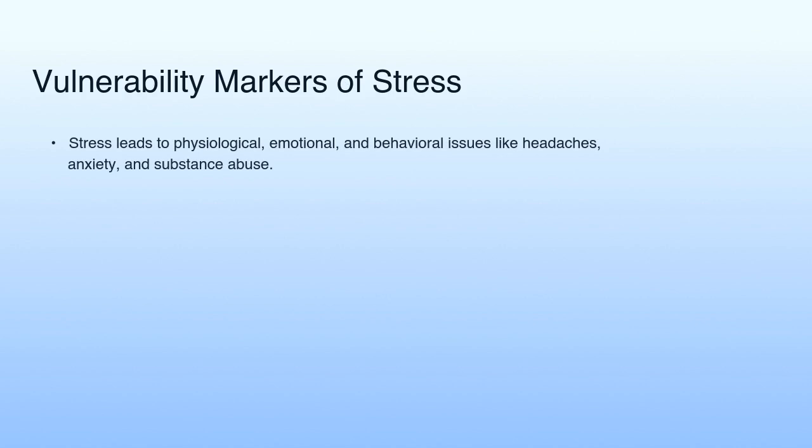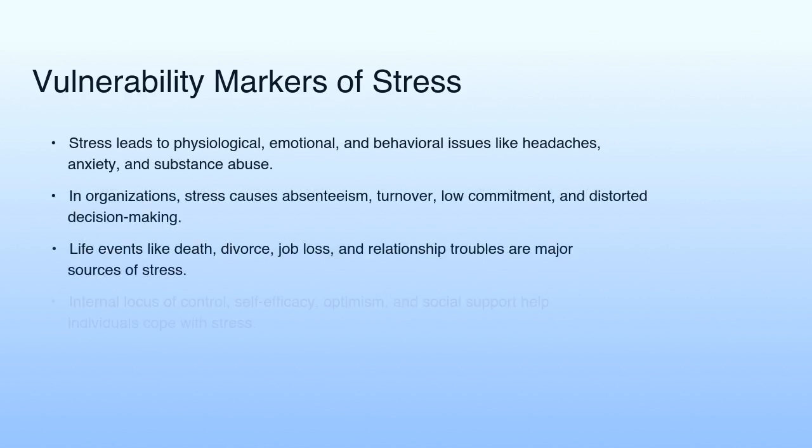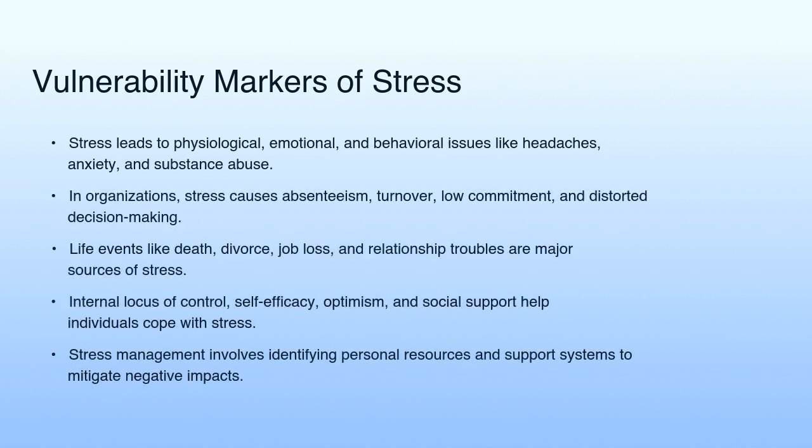Vulnerability to stress can be indicated by physiological markers like headaches, emotional markers like anxiety, and behavioral markers like substance abuse, while in organizations stress leads to absenteeism, turnover, low commitment, and distorted decision-making, with life events like death, divorce, job loss, and relationship troubles being major sources of stress.